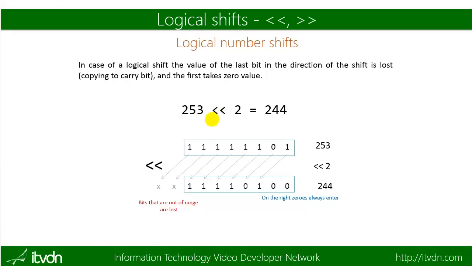Next slide, we have shifts. Shift to the left, 2 rules. Bits that go out of the box are lost. Bits that come in from the right hand side are always zeros.